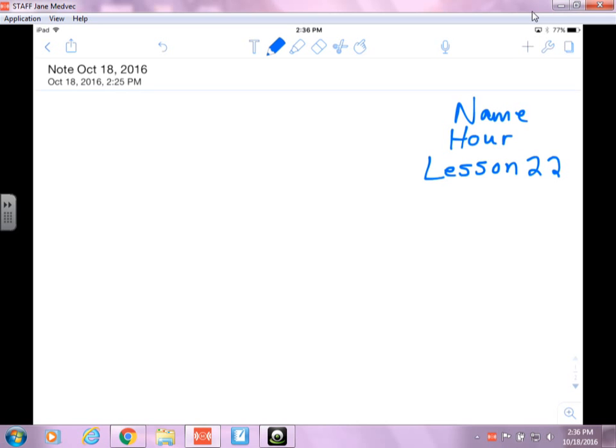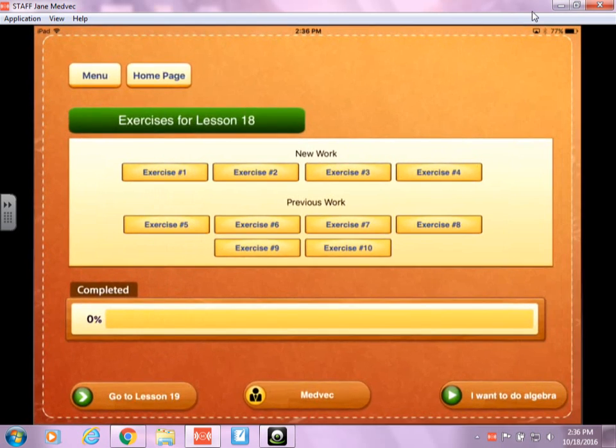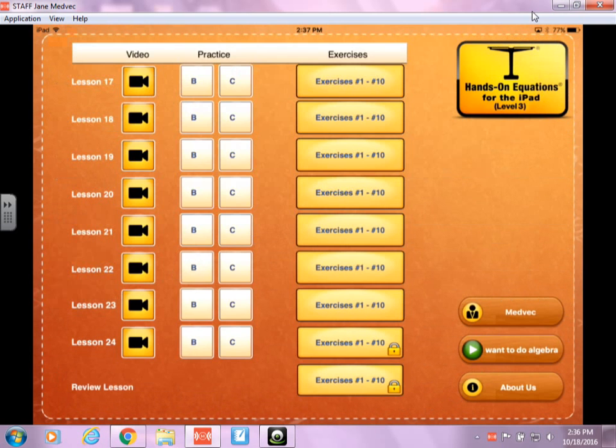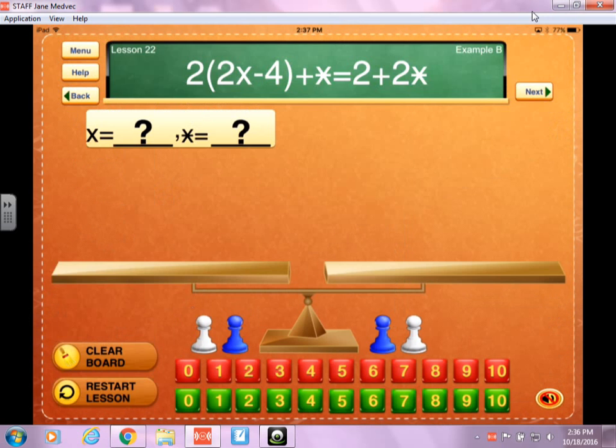All right, so what we're going to do is go to our Hands on Equations app. You're going to notice that we're getting to the end of our app. We're on lesson 22. We've got 23 and 24, and then a review lesson. And then we're done with Hands on Equations, and we go to the regular algebra textbook. Okay? So let's take a look at the first example.